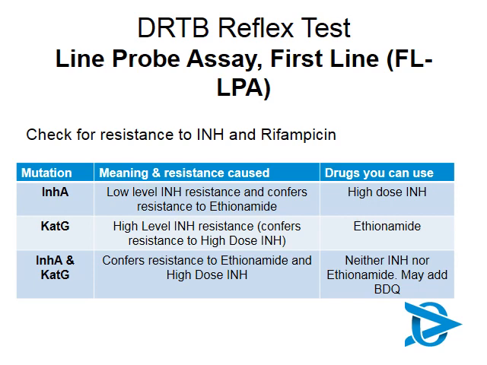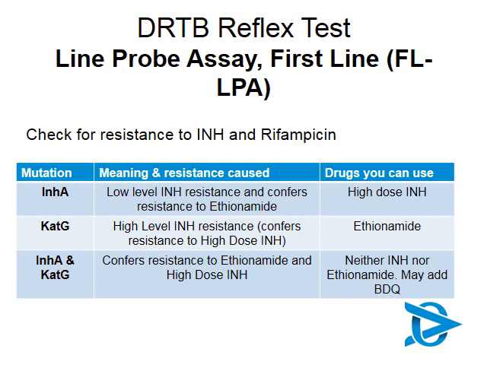The first part of the test is to do the first line probe assay. And this is a great test. It's very similar to the GeneXpert, but it can tell us not only about whether the patient is rifampicin resistant, but it can also tell us about INH resistance. It does this by looking at two specific mutations, and it also gives us, therefore, not only whether there's resistance to INH, but whether it's a low level or a high level INH resistance. So the two mutations it looks at are the INHA and the CATG.